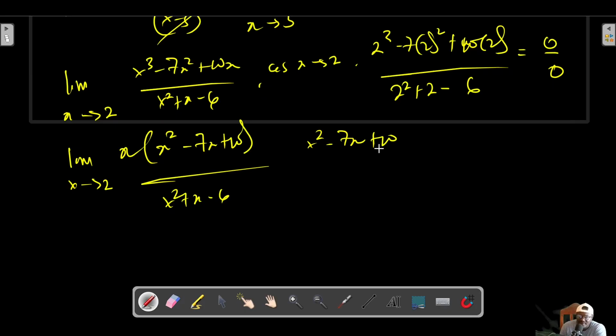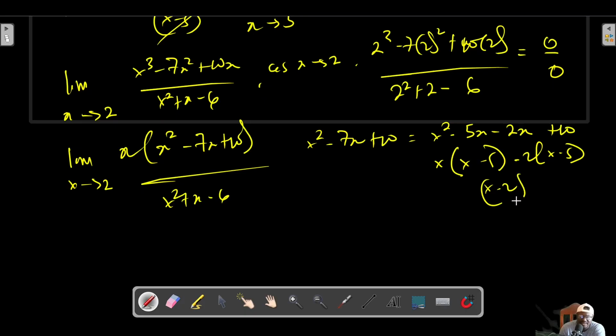Factors of 10x squared, when multiplied, will give you 10x squared, but when added, will give you negative 7x. And that will be negative 5x, negative 2x. So from here, we can do our factorization. x out, x minus 5, negative 2 out, x minus 5. We end up with x minus 5, x minus 2. Then we can substitute in the expression.